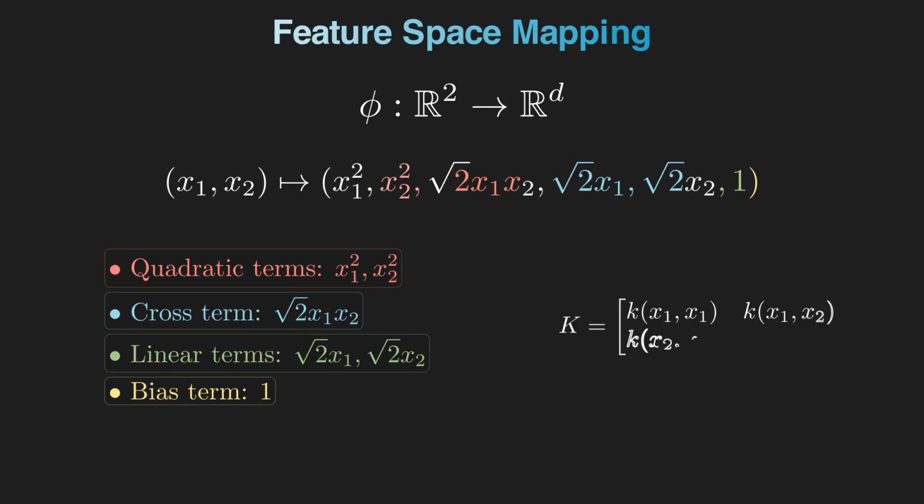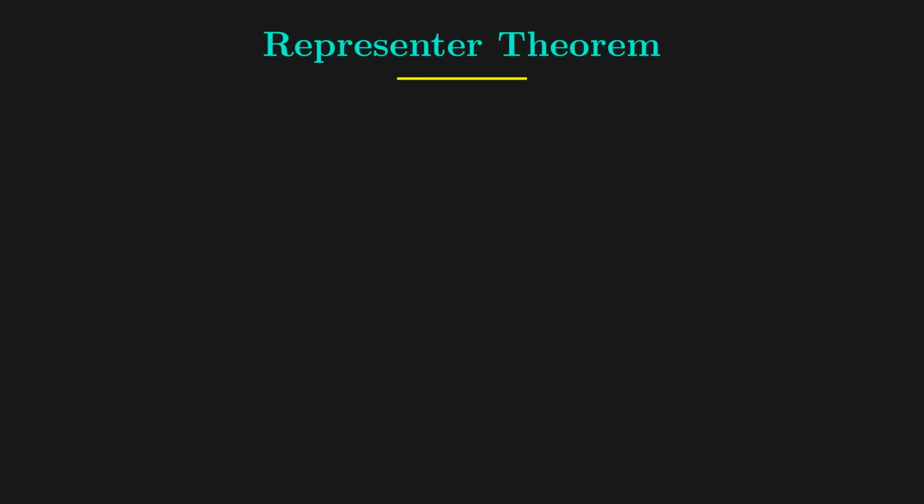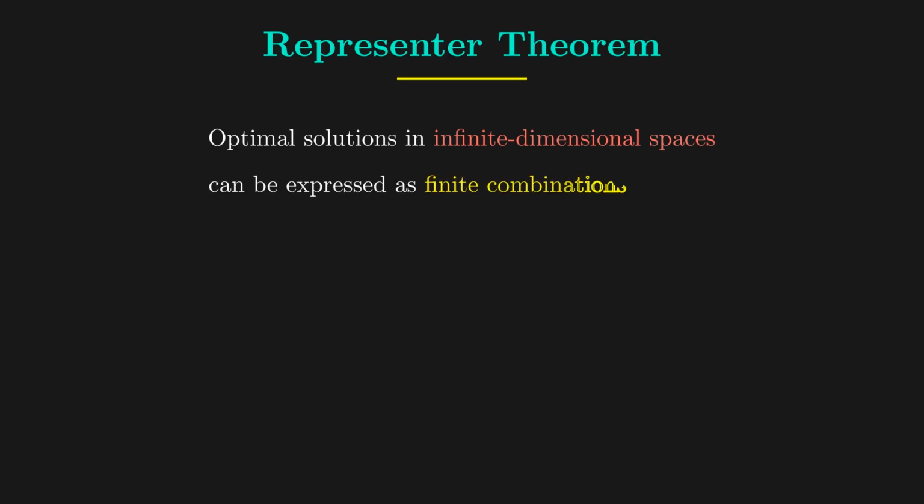The beauty of the kernel trick is that even though the feature space can be huge or even infinite, the kernel matrix K remains n cross n, since it only stores pairwise similarities computed by our chosen kernel function. Now here's where the representer theorem comes in. It tells us that even when working in an enormous or infinite dimensional space, the optimal function that minimizes our regularized risk can always be expressed as a finite combination of kernel functions centered at our training points.